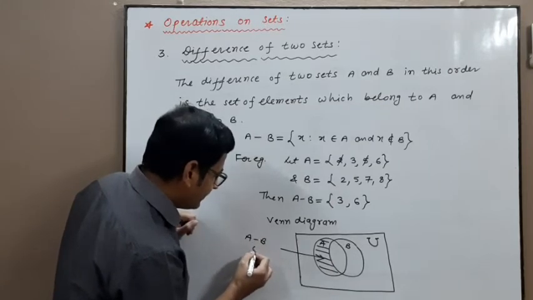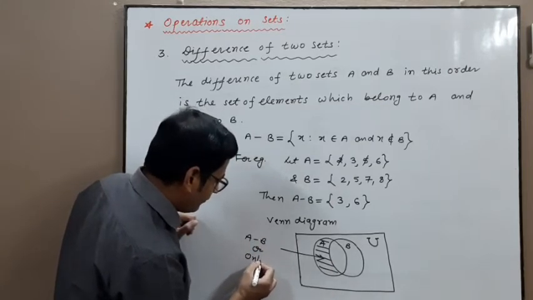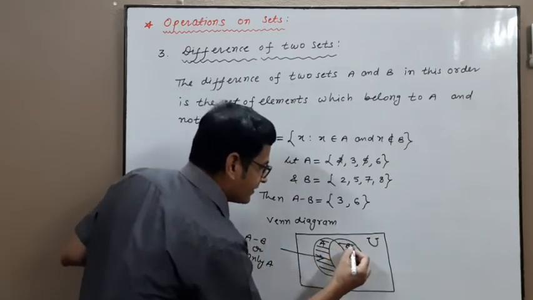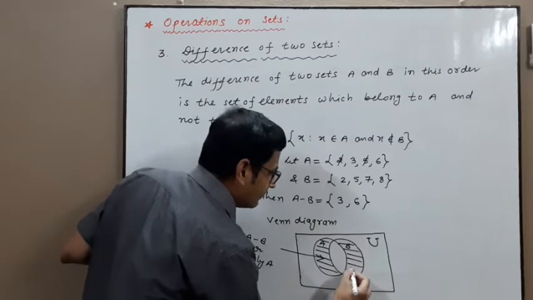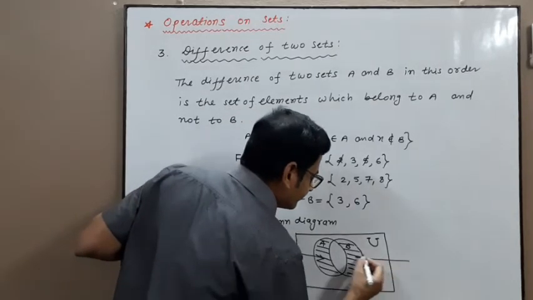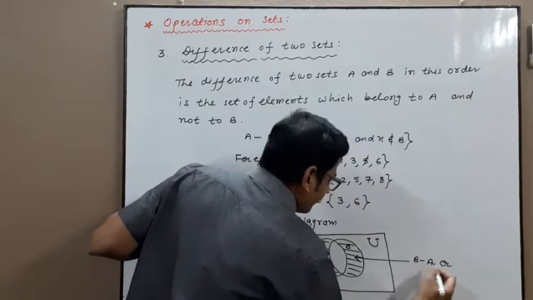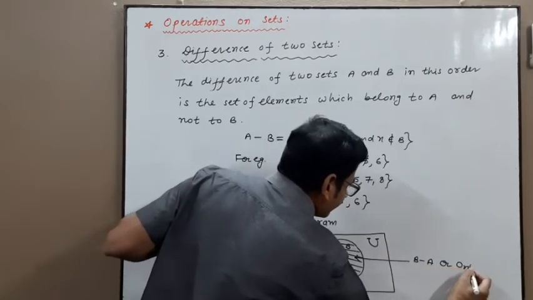A minus B means only A, and this portion represents only B, meaning B minus A, or we can say only B.